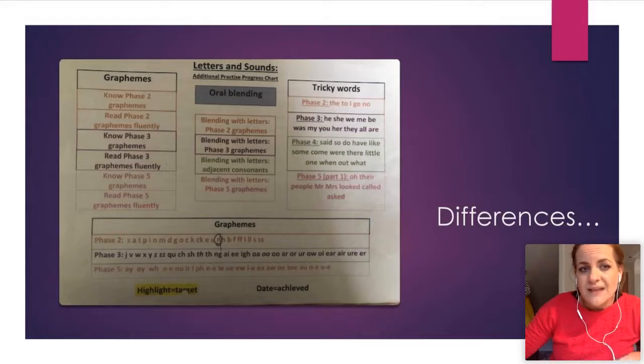So they start with s, a, p, i, n. There's a few that start with s, a, p, i, n, but you can get caught out a little bit because as you go further along the system, some of the sounds are in a different order.